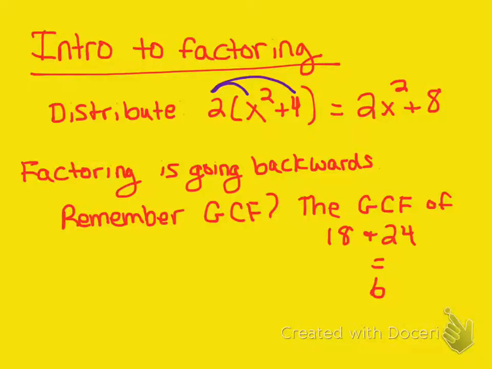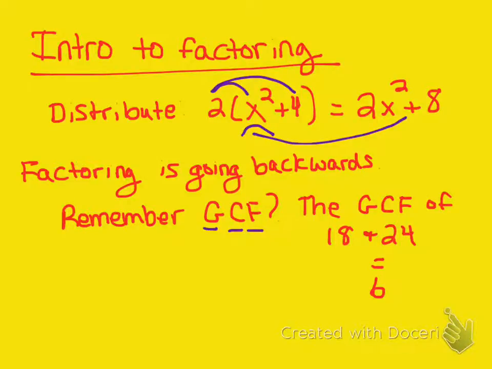What we're going to start doing now is being given 2x squared plus 8 and having to go backwards to get 2 times x squared plus 4. What we're going to do is talk about how to factor out the greatest common factor, GCF. So I want to remind you what GCF is. The greatest common factor is the largest number or expression that two numbers or expressions can be divided by.